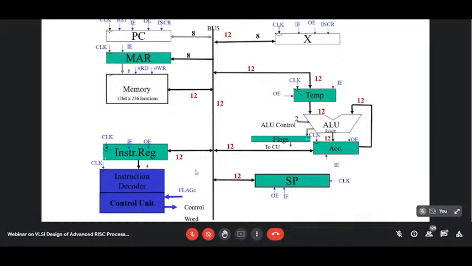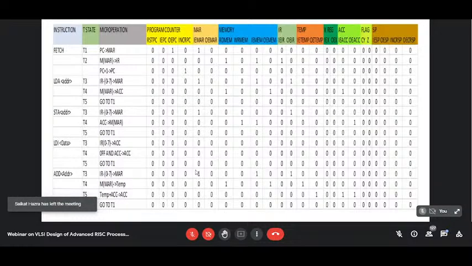Now this address will again go to the MAR. Then MAR will point to the memory. Then memory will send these contents to the accumulator. So 2 more clock cycles will be required. Here exactly, at T3, the operand, bits 0 to 7, means the 8-bit address, is going from the instruction register to MAR. Next cycle, contents of memory pointed by MAR go to the accumulator.